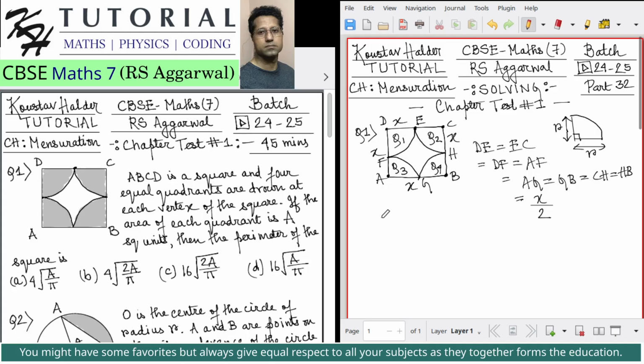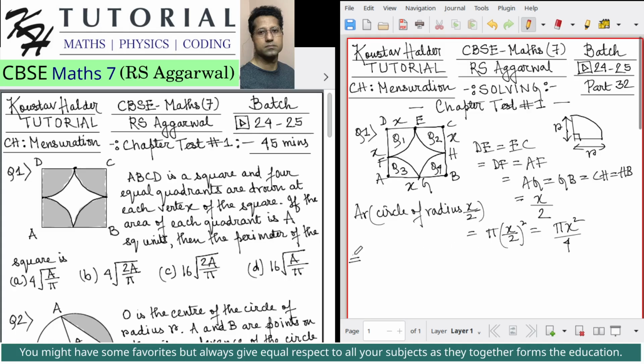Now what is the area of the circle having radius x by 2? The area of a circle with radius r is, we know, pi into r square, that is pi into (x by 2) square. So this is equal to pi x square by 4. This is the area of a circle of radius x by 2.